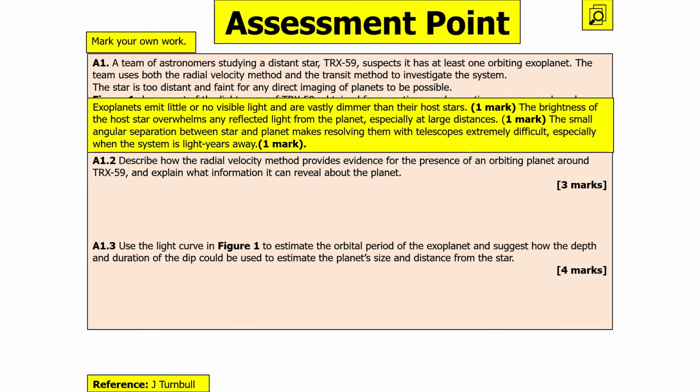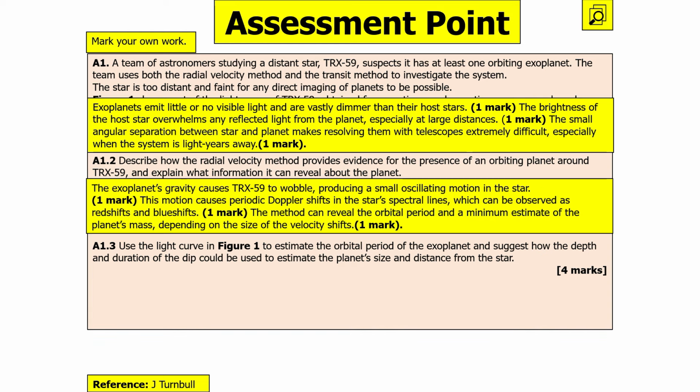Exoplanets emit little or no visible light and are vastly dimmer than their host stars. The brightness of the host star overwhelms any reflected light from the planet, especially at large distances. The small angular separation between stars and planets makes resolving them with telescopes extremely difficult, especially when the system is light years away. The exoplanet's gravity causes TRX-59 to wobble, producing a small oscillating motion in the star.